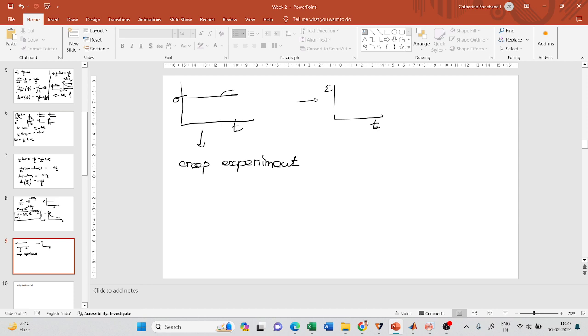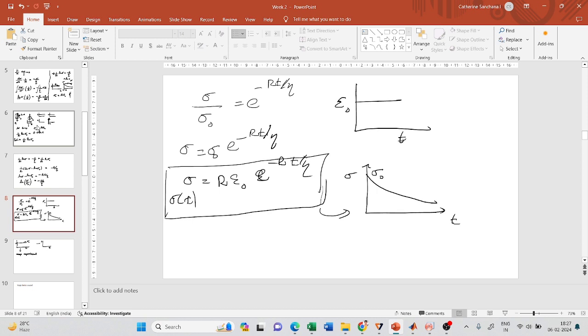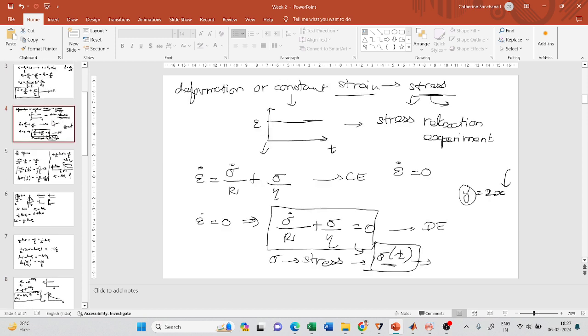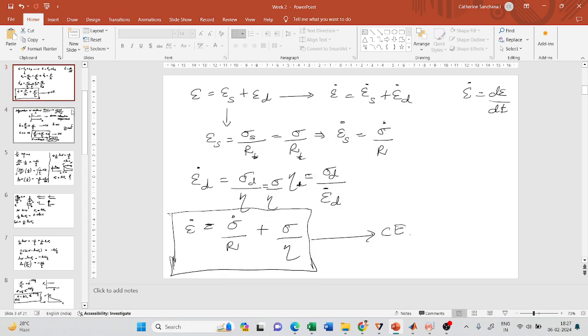Let us say this sigma value is sigma naught. I'm applying a constant value of sigma naught throughout. Now, how will I find out the strain response of the material? This is my constitutive equation. I should substitute the stress values in this equation.